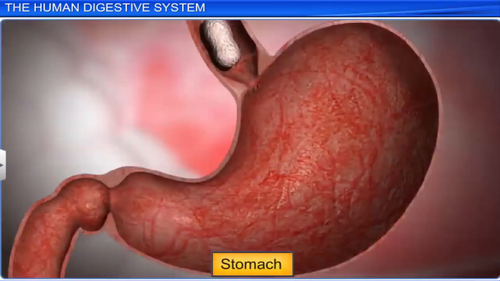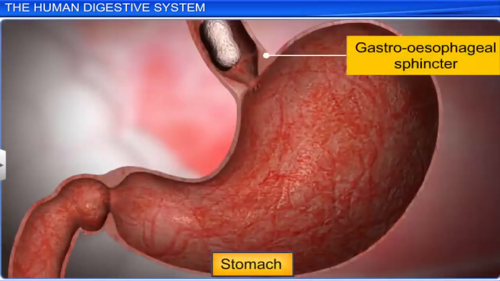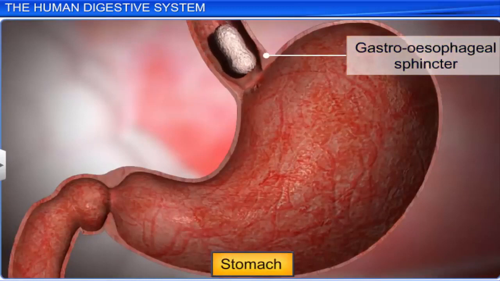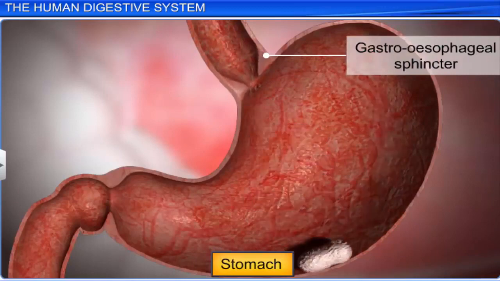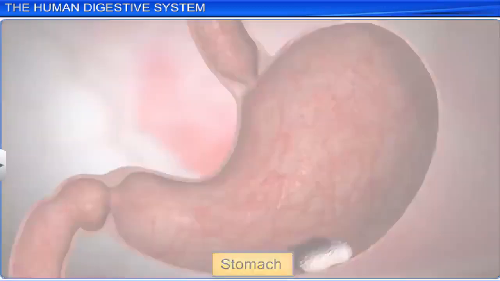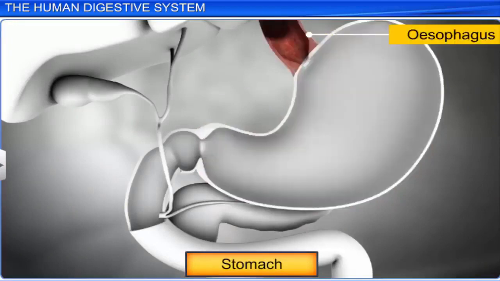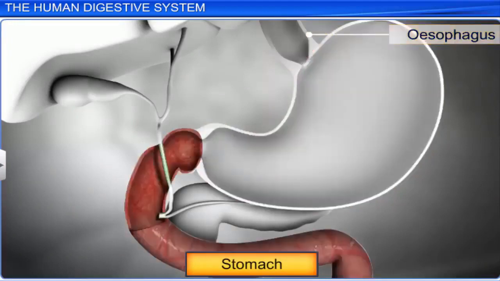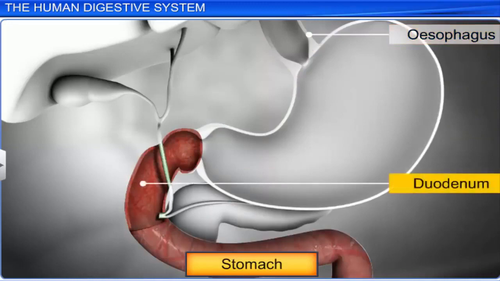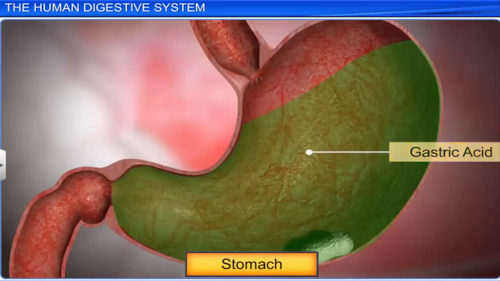At the end of the esophagus lies the gastroesophageal sphincter, a one-way valve that allows food to enter the stomach but prevents it from regurgitating. The stomach, a J-shaped sac, is located in the upper left part of the abdominal cavity between the esophagus and the first part of the small intestine called the duodenum. Gastric acid inside the stomach digests the food we eat.